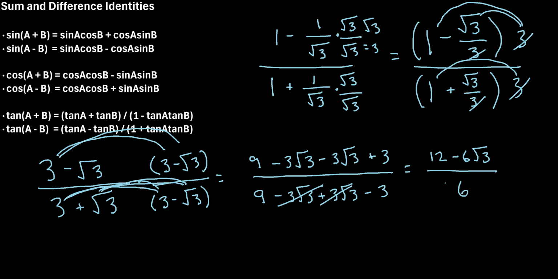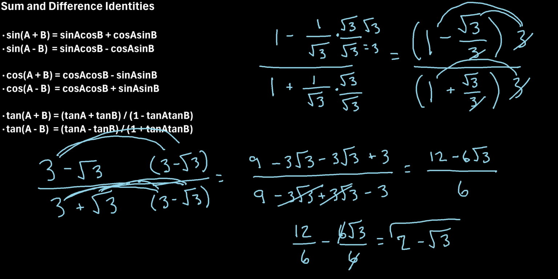So we can rewrite this expression, we can break it apart and say 12 over 6 minus 6 root 3 over 6. And when we do that, we can simplify and say 12 divided by 6, that's 2. 6 root 3 over 6, these 6's will cancel out, and we're just left with minus square root of 3. So the final answer is 2 minus the square root of 3.